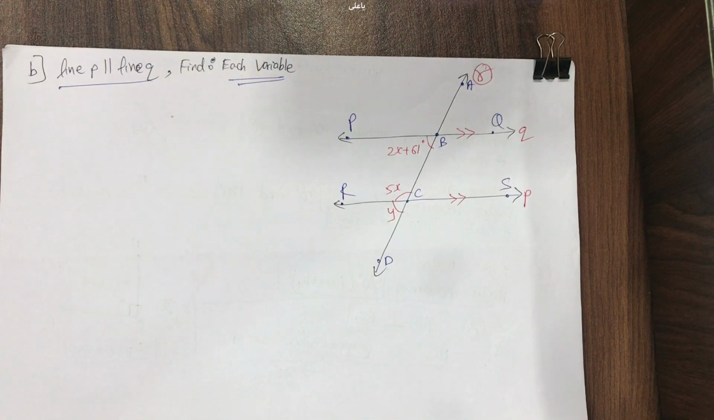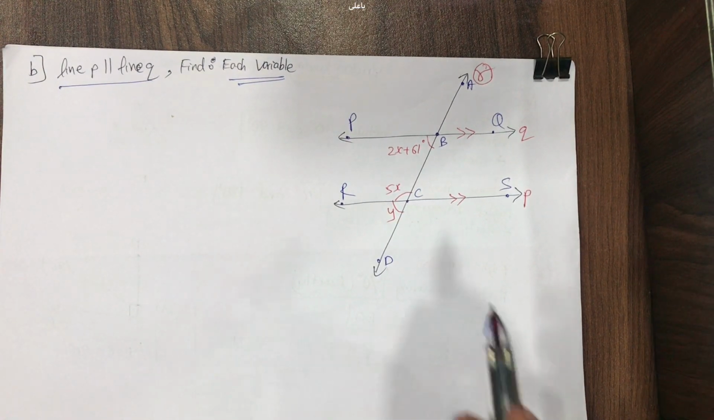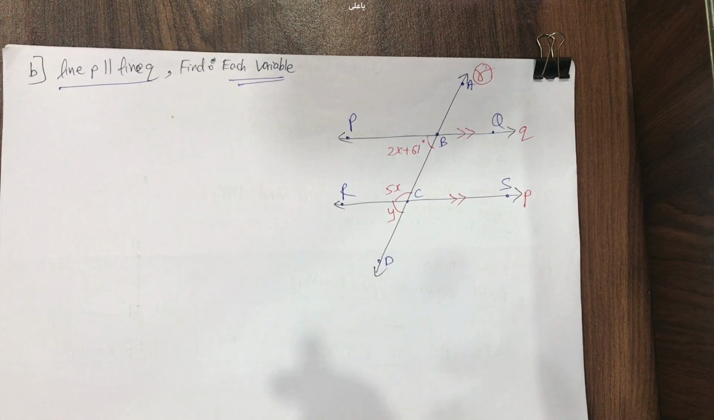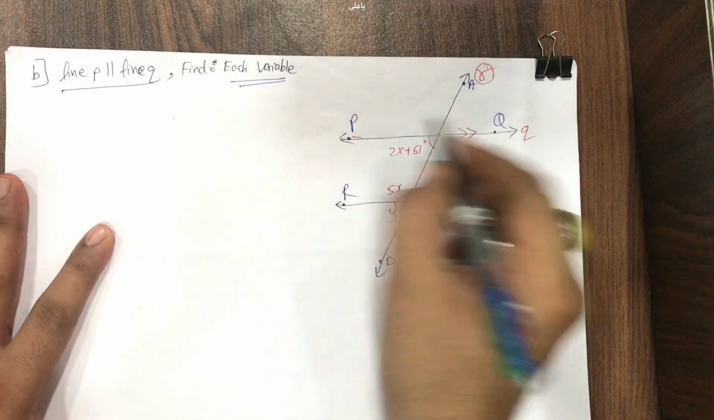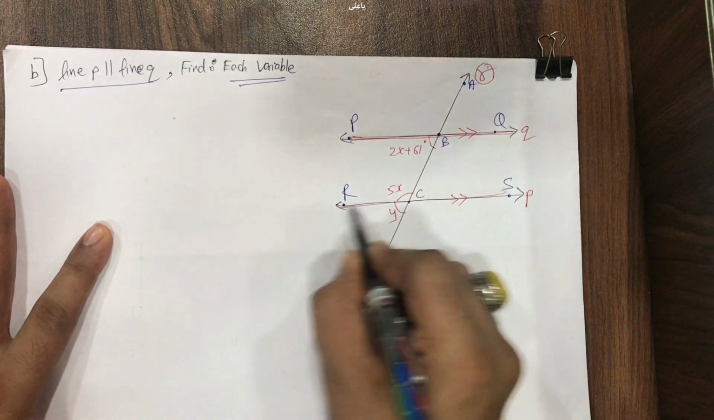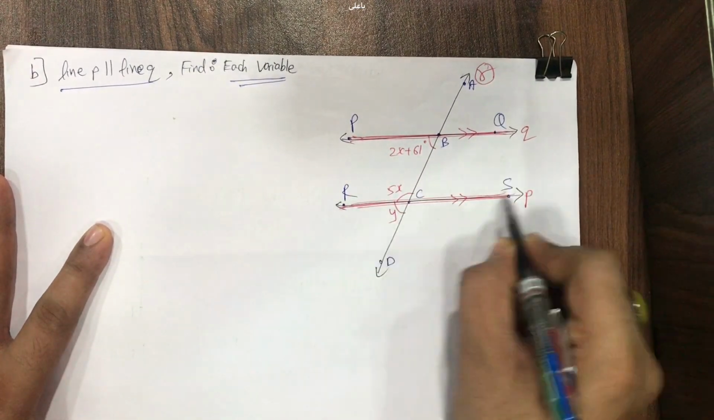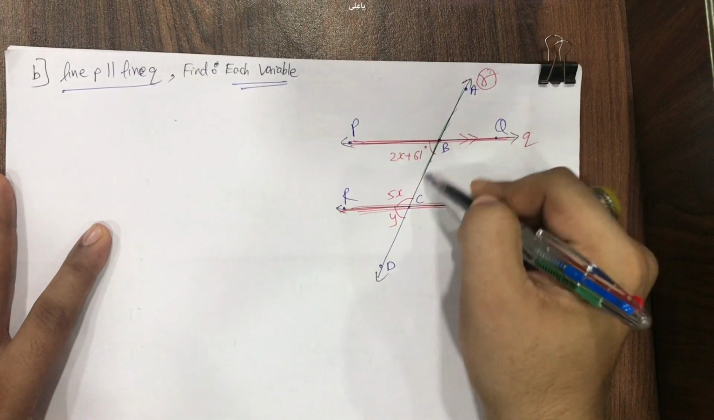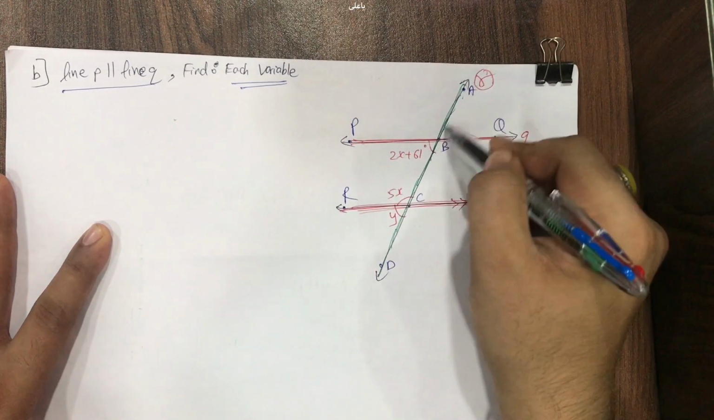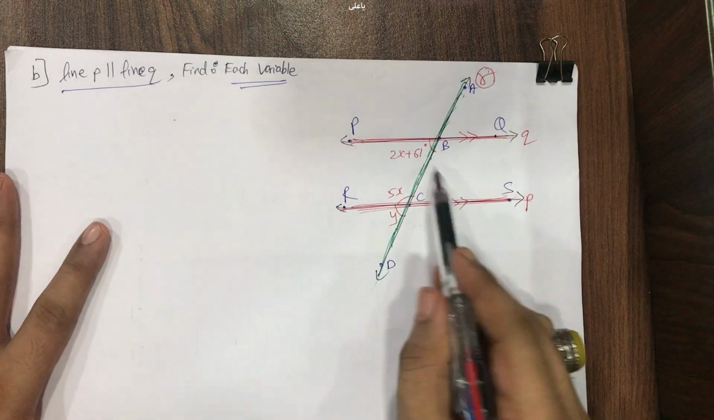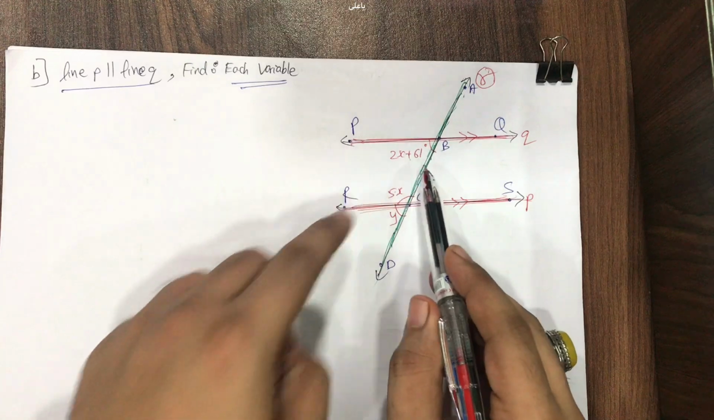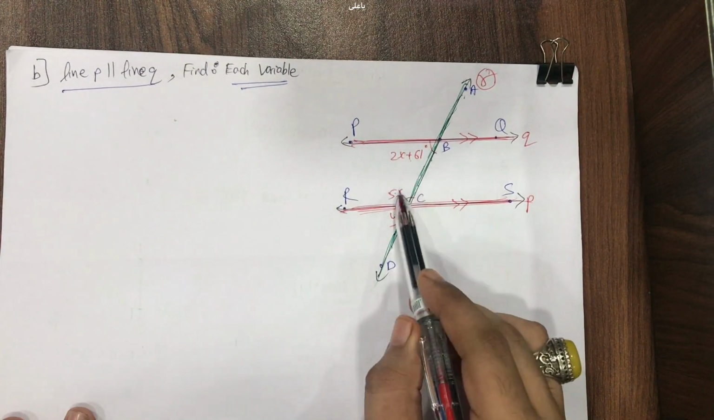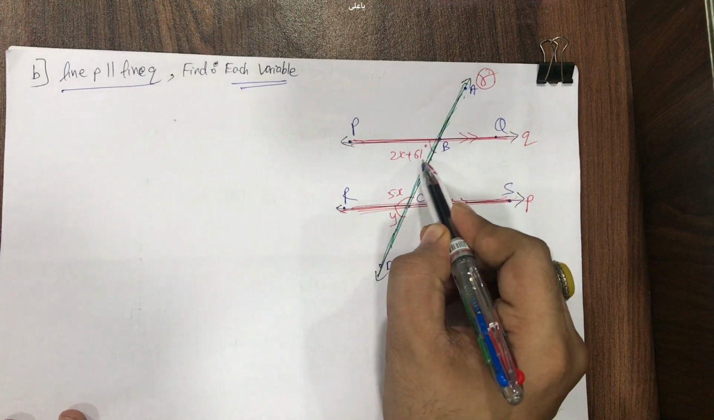Now we know a fact, students, that co-interior angles between parallel lines are supplementary. See here, these two lines, I'll highlight with red color. These two lines are parallel to each other. And with the green color, I'll highlight this transversal. This is my transversal. So can I say these two angles lie within the parallel lines and on one side of the transversal? These are the inner angles, 2x plus 61 and 5x.